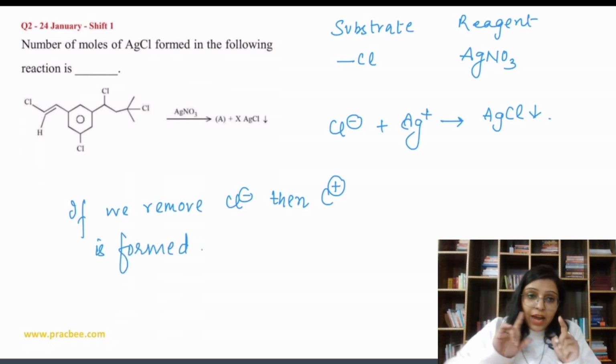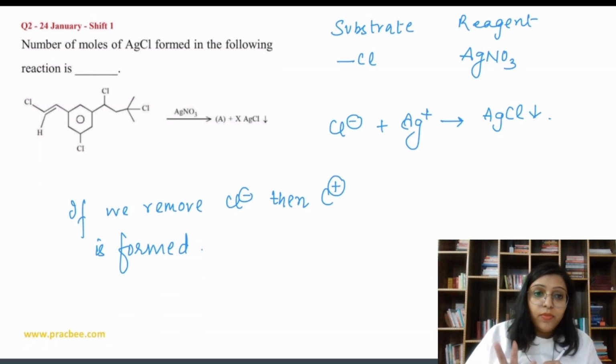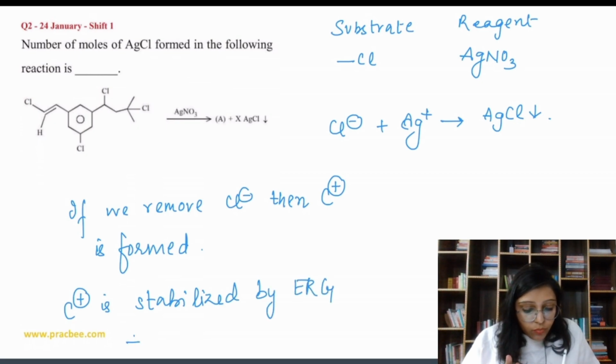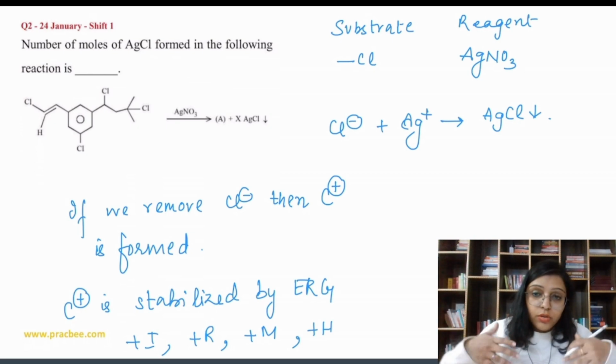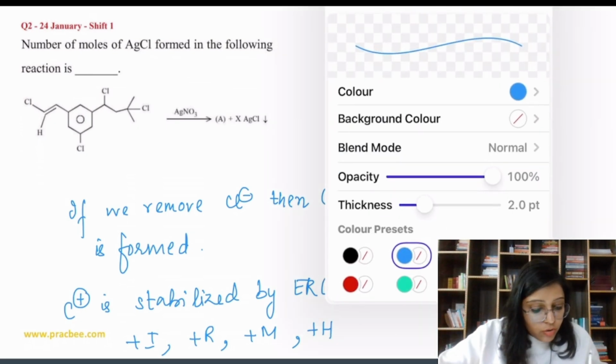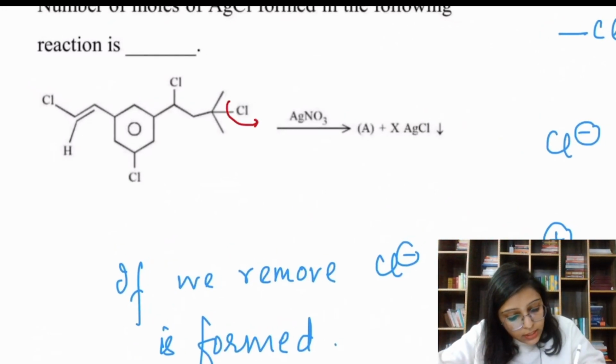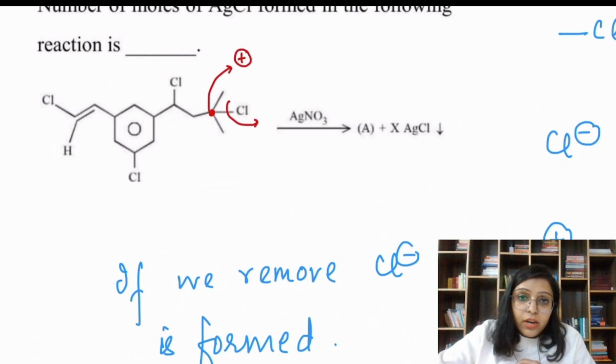So we have to check those positions where the carbocation is more stable. And we know that a carbocation is stabilized by electron releasing groups, or groups which show plus I, plus R, plus M and plus H electronic effects. So they stabilize the carbocation. Now just try to see. If I remove this Cl, we have a carbocation on this carbon.